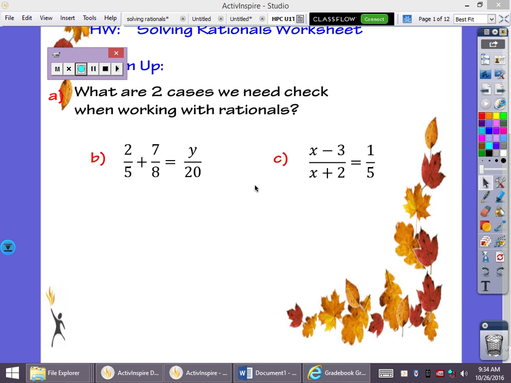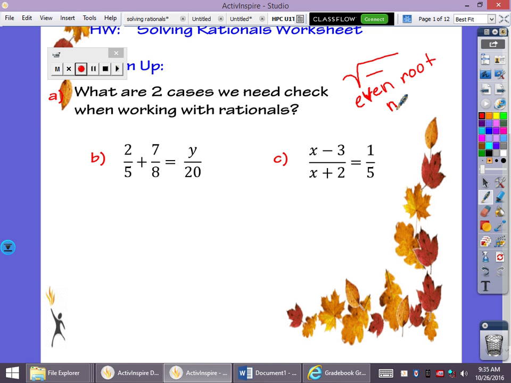What are things that we have to watch out for when dealing with rationals? What can't be? Be more specific about negative numbers. Okay, even root, you cannot have a negative number. So, like, you cannot have the square root of a negative number. Even root, no negatives, right? Because you can't take the square root of a negative number. You can't take the fourth root of a negative number without it being imaginary, and we're not dealing with imaginaries, okay?